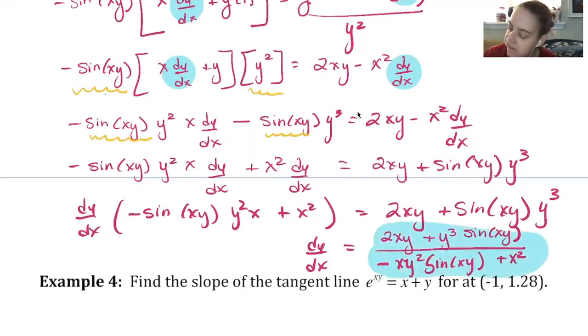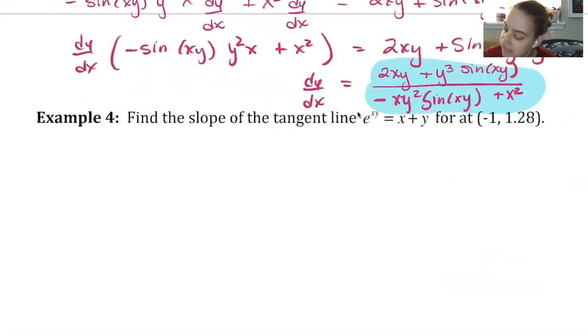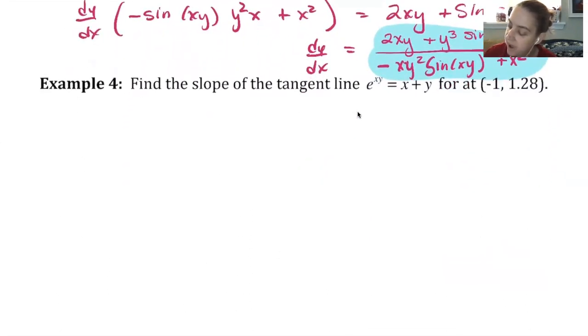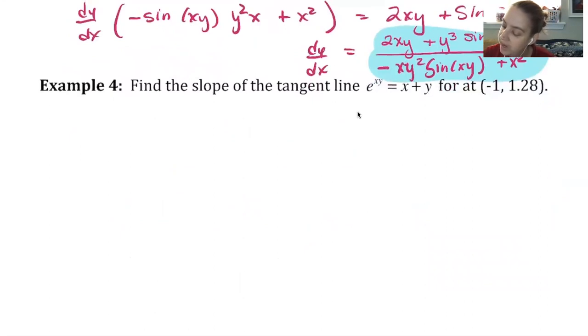All right, find the slope of the tangent line of e to the xy equals x plus y at the point -1, 1.28. All right, we can do this. So if I have e to the xy equals x plus y, there's actually a couple different ways you can write this. We'll start with the way that it's written.